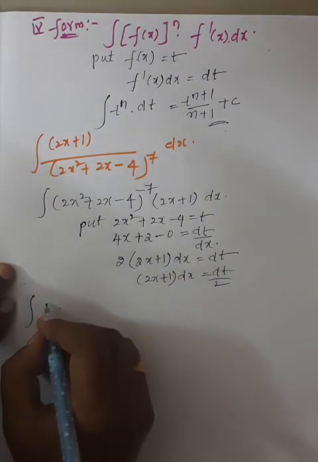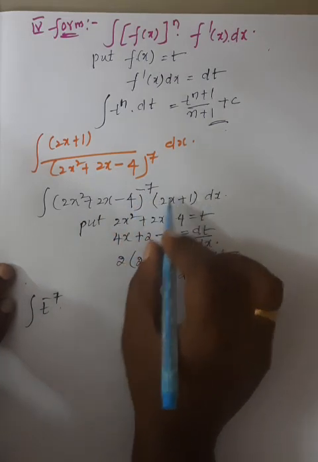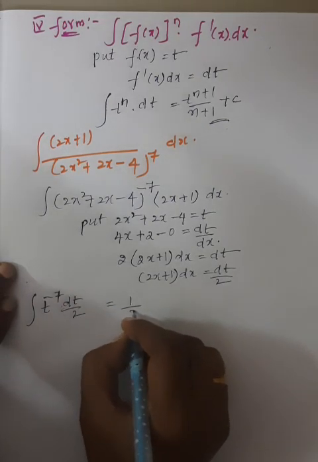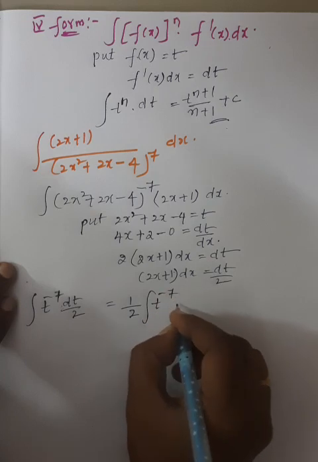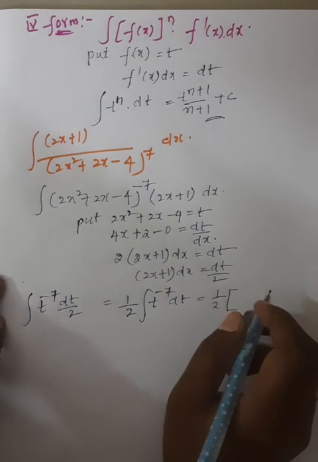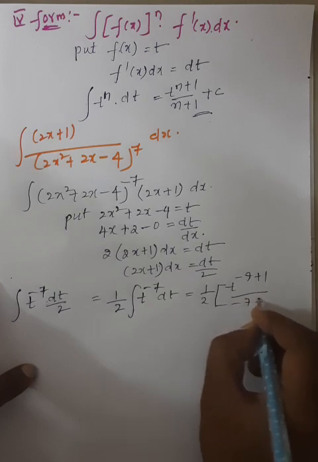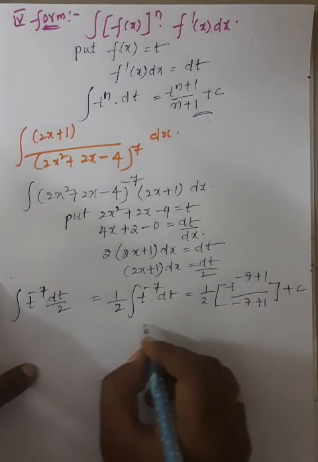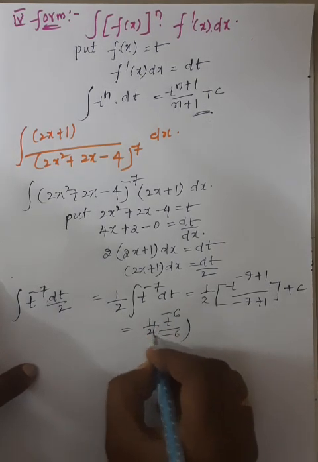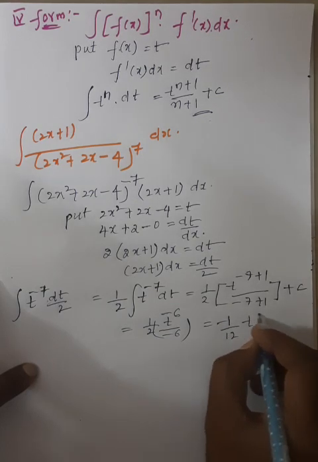Integration of t power minus 7 into dt by 2. So write 1 by 2 outside. Integration of t power minus 7 dt, which can be solved easily by using integration of x power n formula. So t power minus 7 plus 1 by minus 7 plus 1 plus c, which is equal to 1 by 2 into t power minus 6 by minus 6. So 2 into 6 is 12. So minus 1 by 12 t power minus 6.